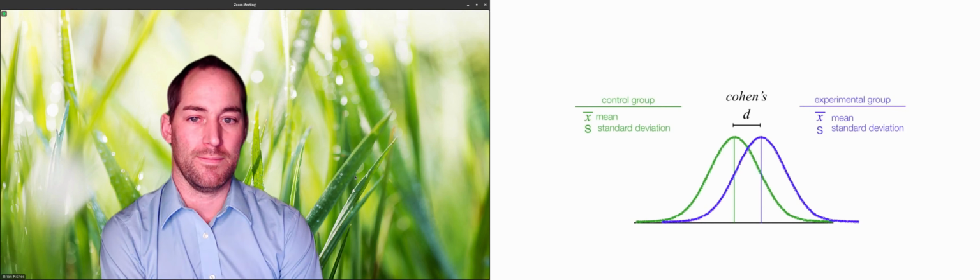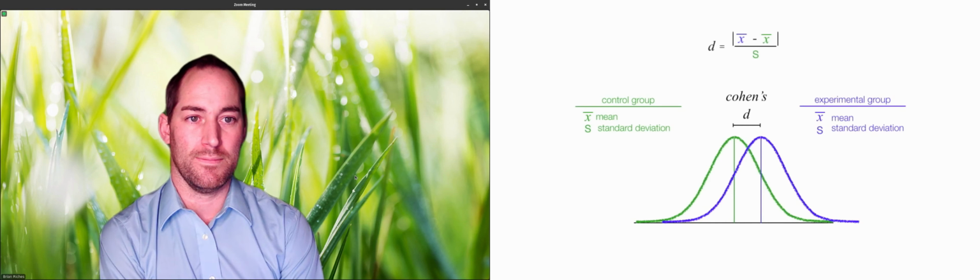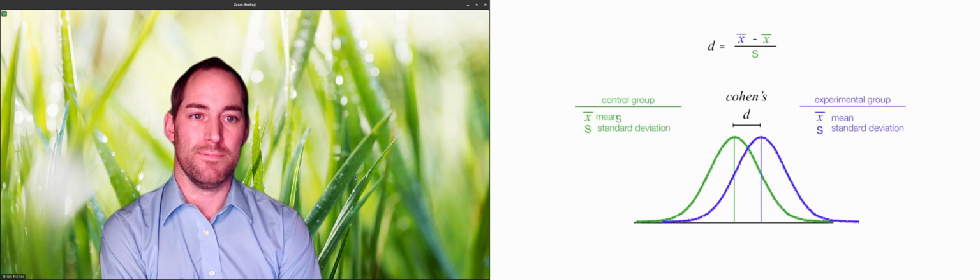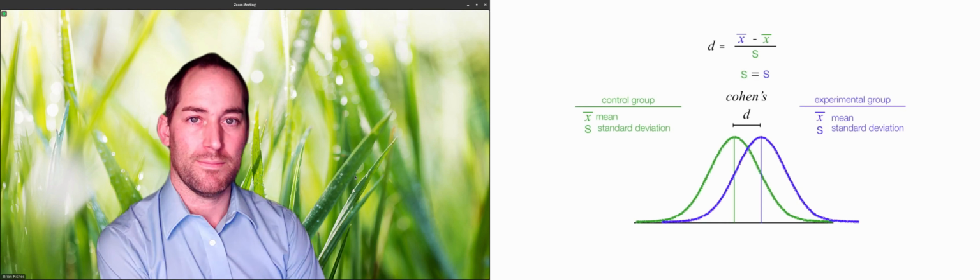D is equal to the mean of the experimental group minus the mean of the control group, divided by the standard deviation. And we always take the absolute value of this top term, so it's always a positive number. In this case, we're making the assumption that the standard deviations between the two groups are equal.